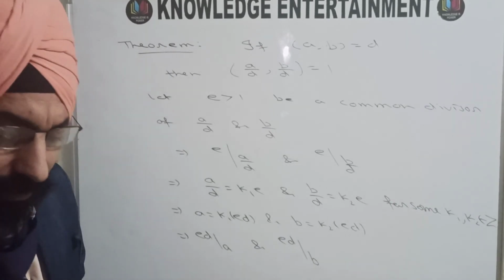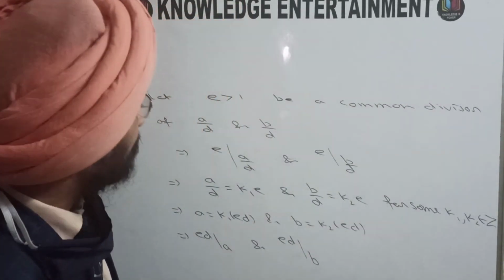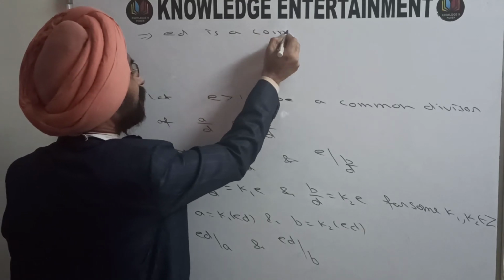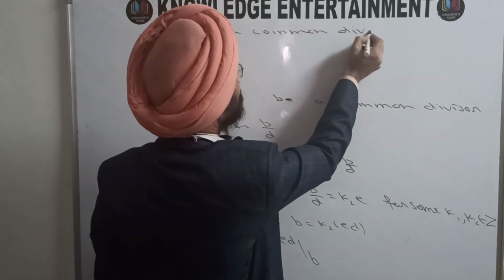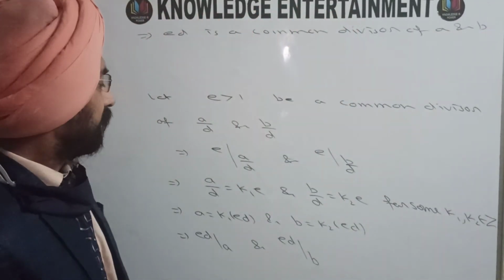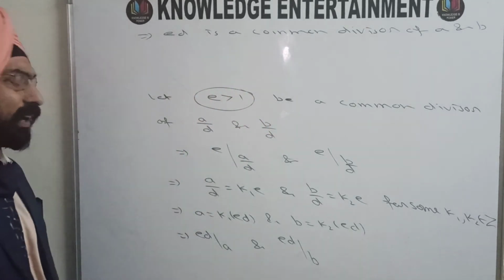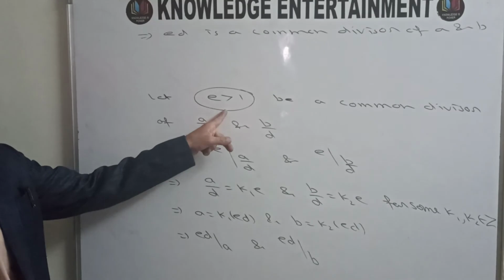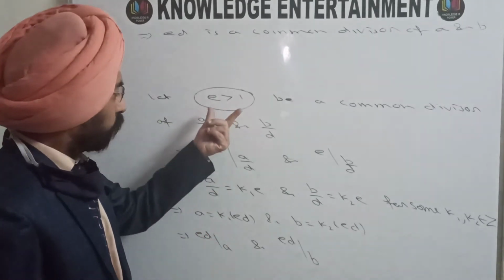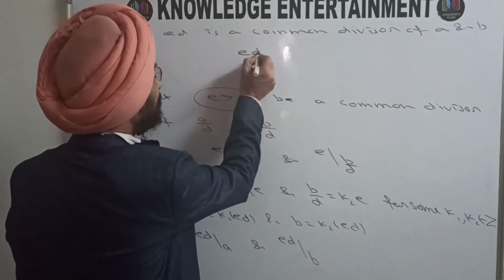And this means ED is a common divisor of A and B. Now here E is greater than 1, and D is positive because D is the greatest common divisor of A and B. So D must be positive. So multiplying both sides of this inequality by D, what you are going to get is that ED is greater than D.